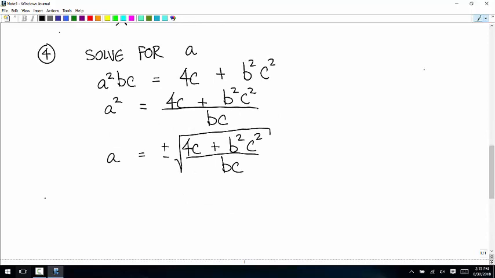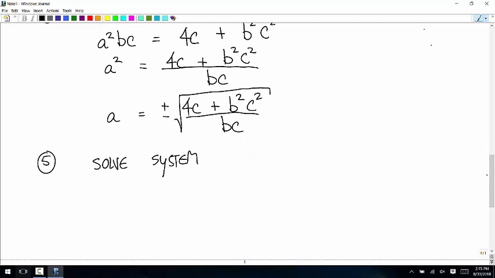Okay, and then number 5, the last one. This was the one where you had to solve a system of equations. So the two equations, the first one was x1 plus x2 is equal to 50. And the second one was 2x1 minus 3x2 is equal to negative 10.